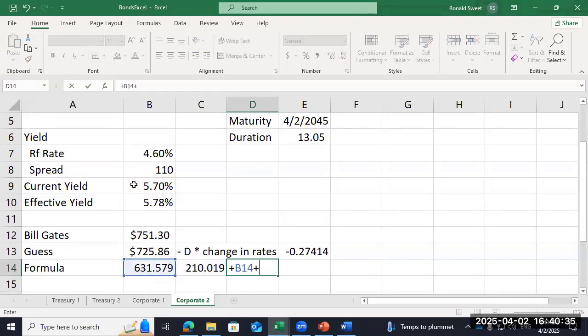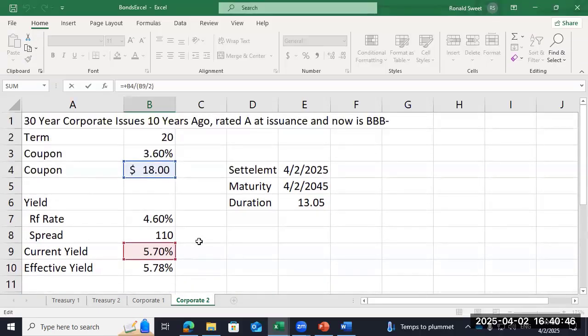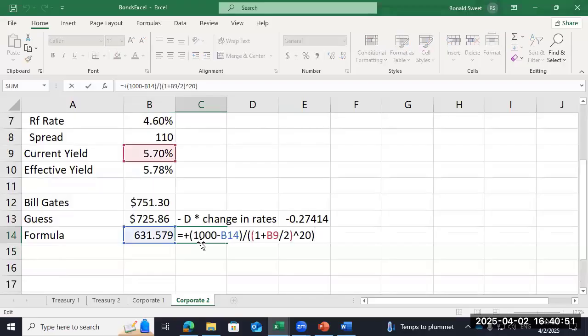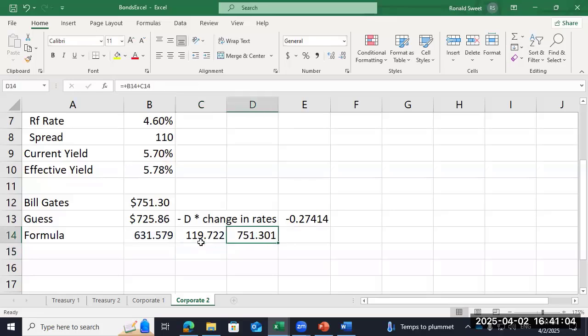Add those two together. Uh-oh, I did something wrong. What did I do wrong? Don't know what I did wrong. There's something wrong in there, but oh, I see what I did wrong. How many periods are there? 40. All right, so there you go. All right, so that looked pretty accurate.